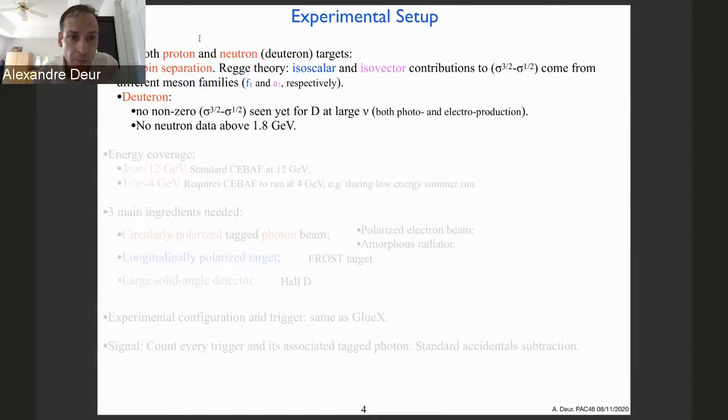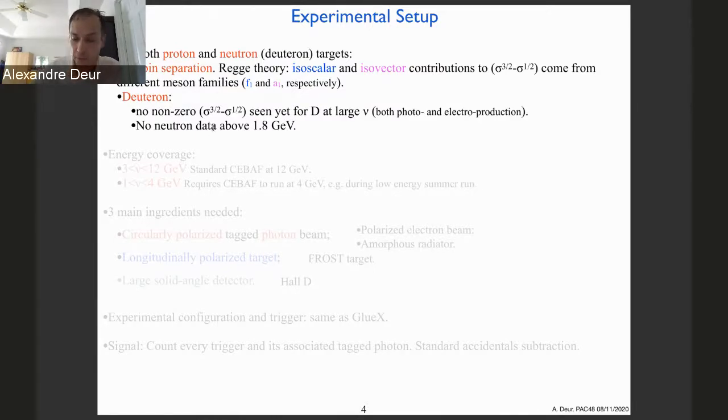We need to perform the experiment both on the proton and on the neutron via the deuteron target. This is for several reasons. The first one is we need to do an isospin study. And this is because in the Regge theory, the isoscalar and the isovector contributions to the cross-section difference come from two different meson families. Another reason why we would like to run on the deuteron is because, as I mentioned, so far there's no non-zero deuteron signal measured in the diffractive domain.